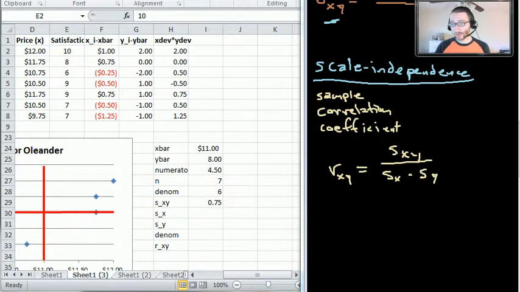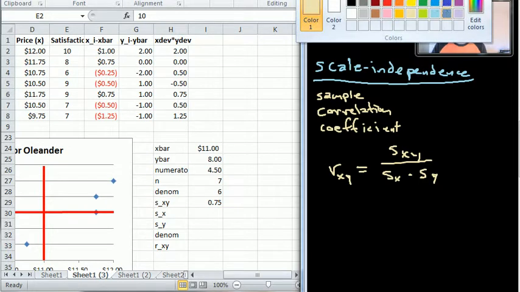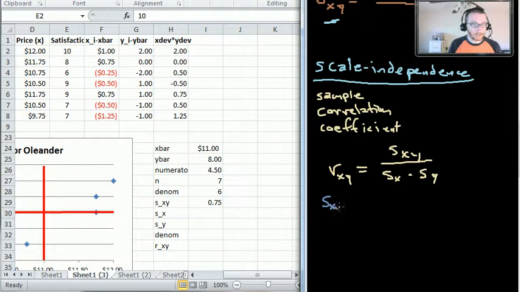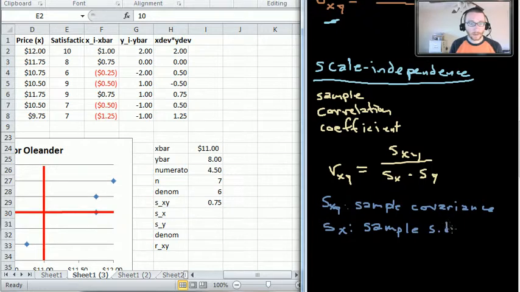It's easy to calculate once we know our sample standard deviation, our sample covariance, and our sample variances. So what do we have here? Let's pick a different color. Well, S sub xy we just found, right? That's our sample covariance. But we've never seen an x or a y with a subscript before, with just a single subscript. So S sub x, well, that's going to be our sample standard deviation. And S sub y is also going to be our sample standard deviation. But in this case, this is of x, and this is of y.